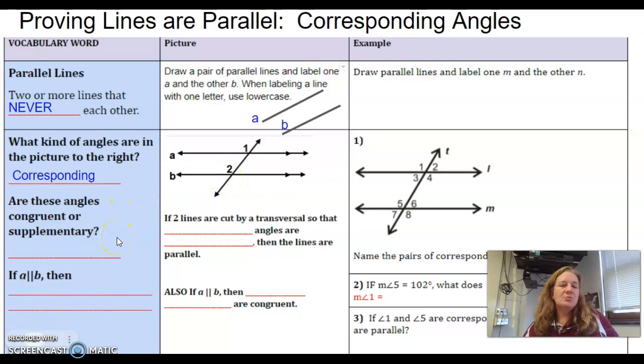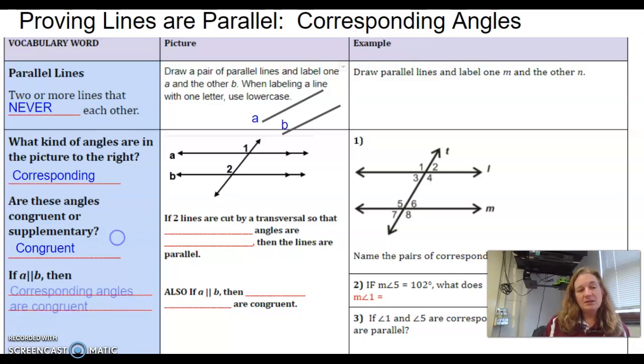Are they congruent or supplementary? Well, looking at them, do you remember? Do you know? What does it look like? Or not remember, do you know? They are congruent. They look congruent. And the reason they're congruent is because A and B are parallel. So here's the rule. If A and B are parallel, then corresponding angles are congruent. It goes the other way too. If two lines are cut by a transversal so that corresponding angles are congruent, then the lines are parallel. I can say it both ways.